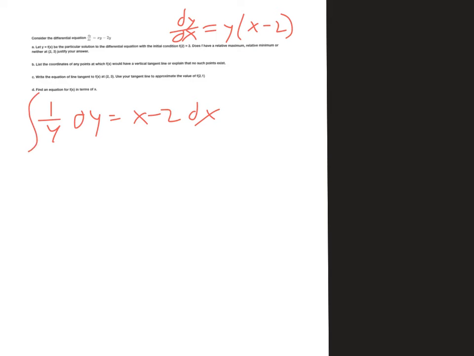Take the antiderivative of both sides. Natural log of absolute value of y is equal to 1/2 x squared minus 2x plus c. Don't forget your plus c. So crucial that we remember that plus c on the AP exam. And here's why.